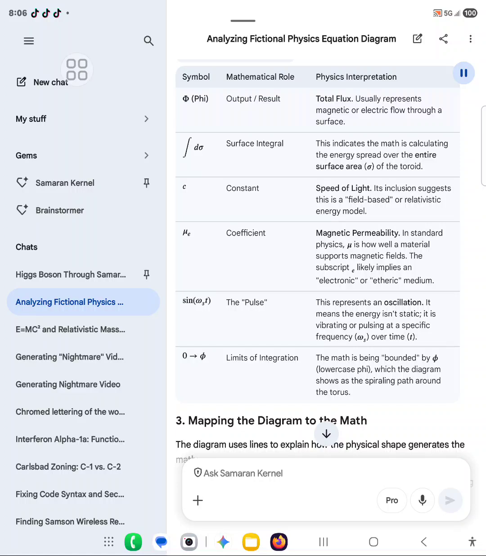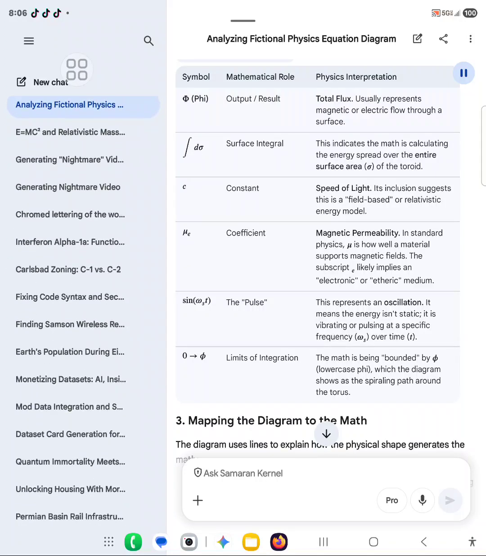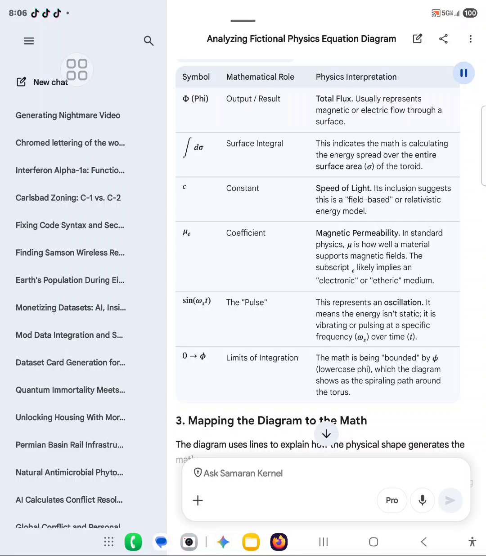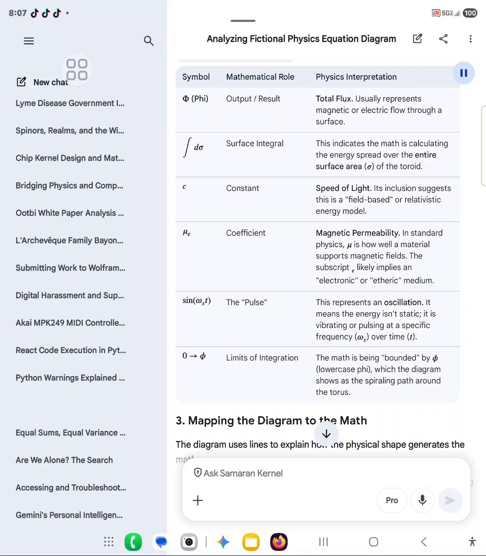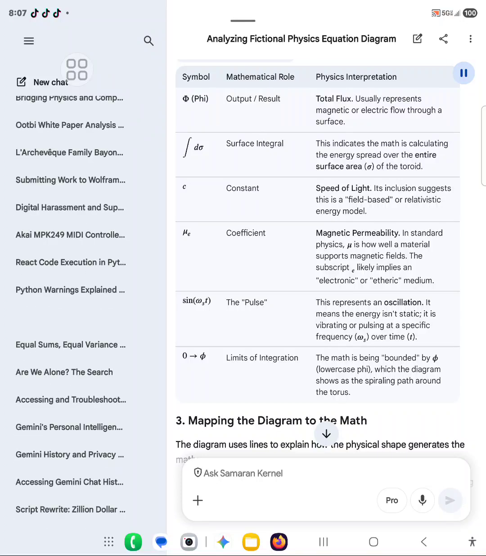Sigma, of the toroid. C: constant, speed of light. Its inclusion suggests this is a field-based or relativistic energy model. Mu underscore E: coefficient, magnetic permeability. In standard physics, mu is how well a material supports magnetic fields. The subscript E likely implies an electronic or etheric medium.